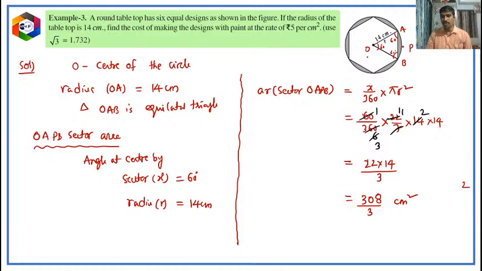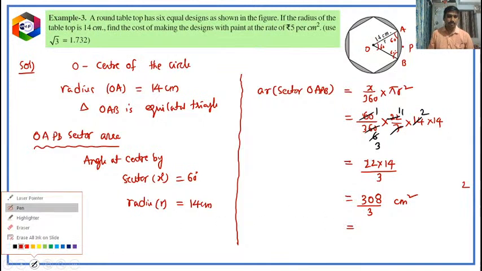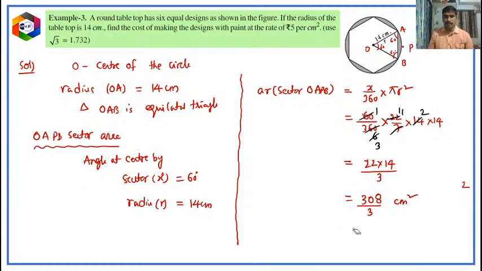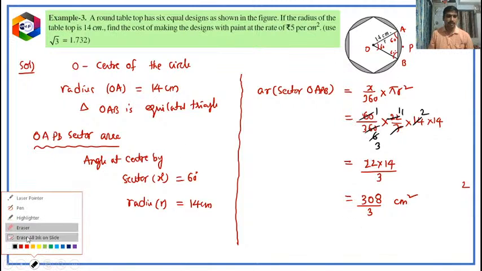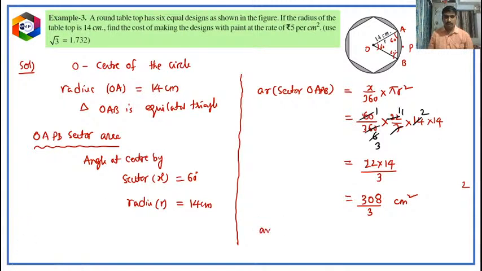Okay children, so this is the sector area. Now what is the equilateral triangle area? Let us calculate. Or else if you want, let us write down in decimals. You can convert into decimals also, but later on we will finish it. Yes, this is the area of the sector. Now the area of equilateral triangle OAB. This is the area of triangle OAB.